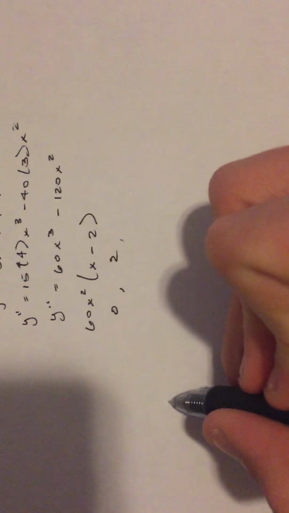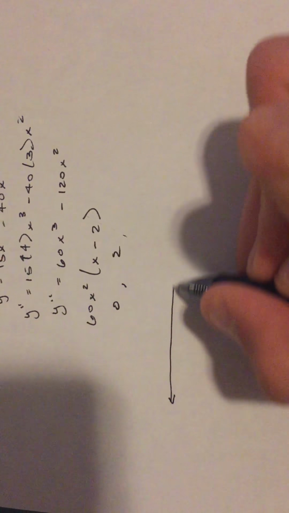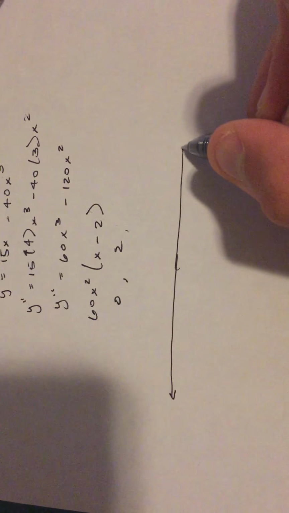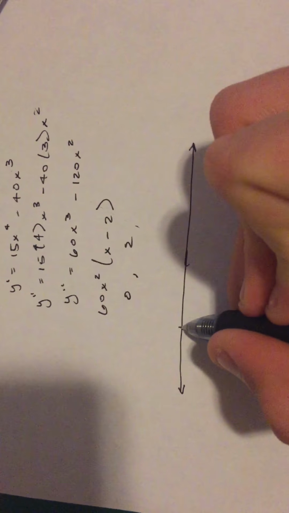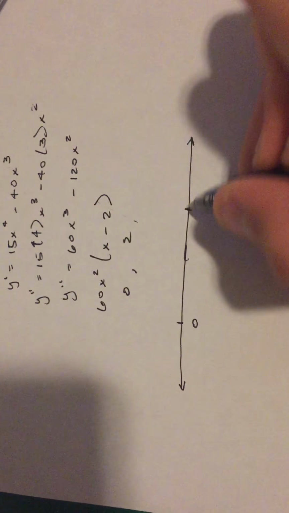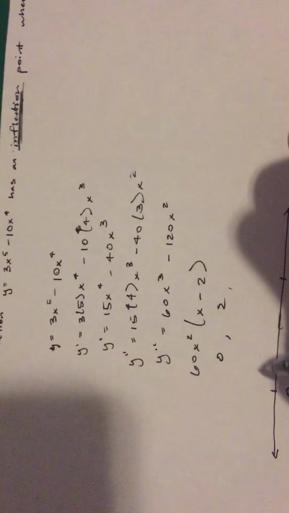To determine where we have inflection points, we can go ahead and draw a number line. We have 0, and then we have 2. And remember, the question asks: the graph of the function y equals 3x to the fifth minus 10x to the fourth has an inflection point where. So we need to determine where the inflection point on the graph will be.